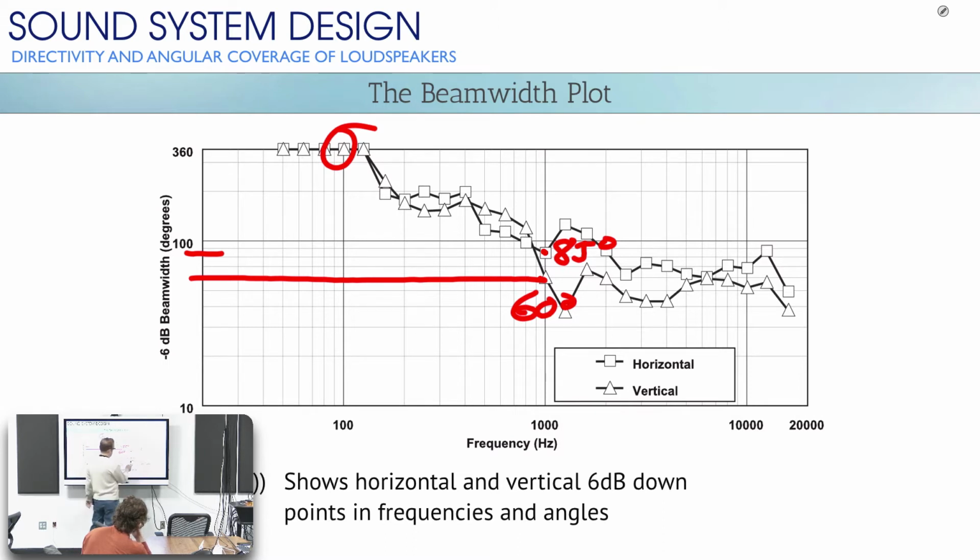Whereas up here at 2, 3, 4 kilohertz, it's probably closer to 70 degrees on the horizontal. You see that? So that beam width is a moving target per frequency. And so that's kind of what's nice about the beam width plot, is you get a sense of how controlled the loudspeaker is.